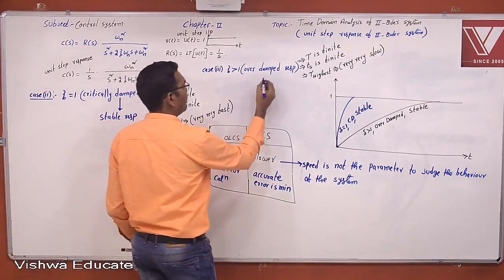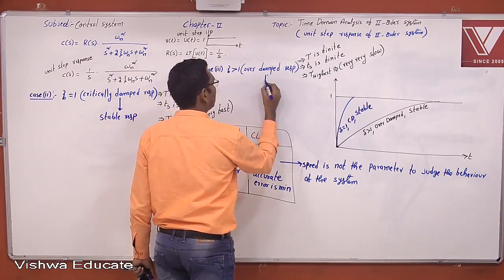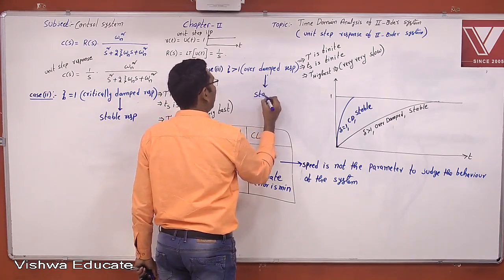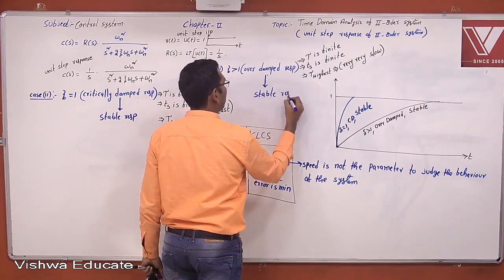Now this is the overdamped response, which is 100%. This is a stable response. I am comparing two stable responses, my dear students, as you just observed.